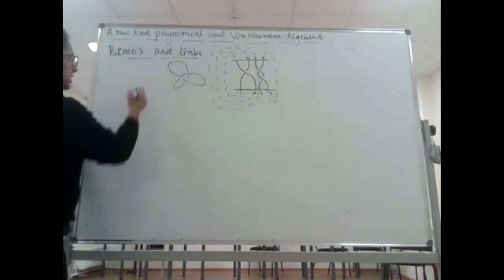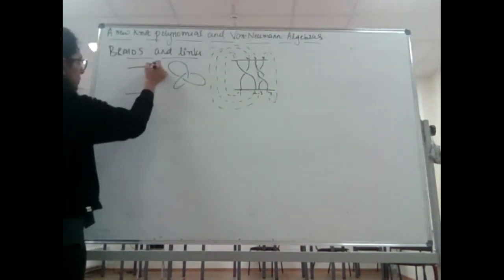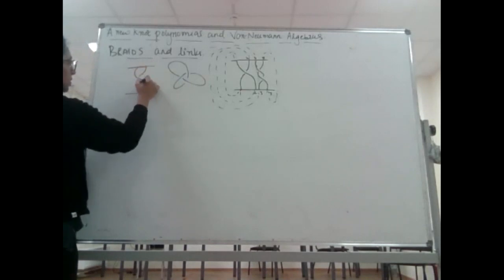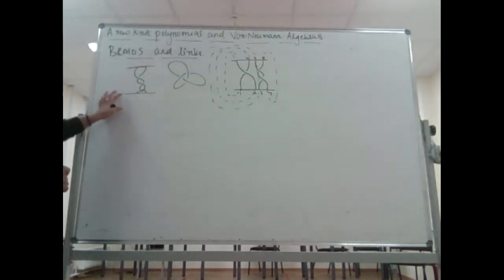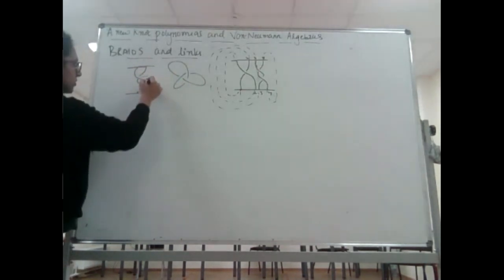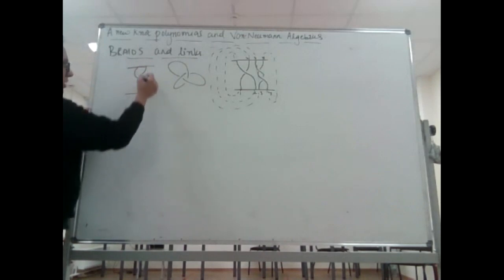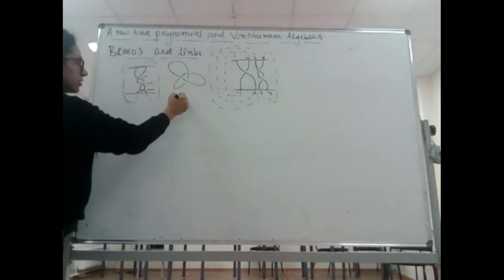For example, for this link, it's not very clear, but these three crossings correspond here. And then when we close this braid, it is nothing but this knot. It's also called the trefoil knot.